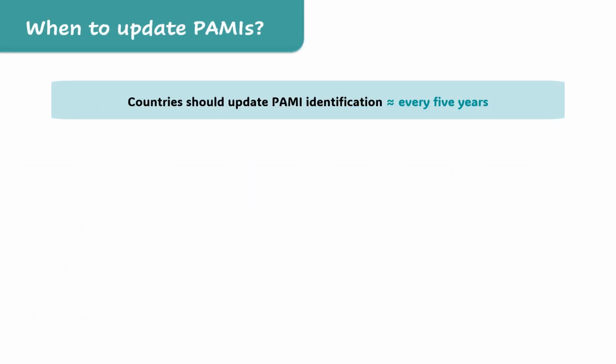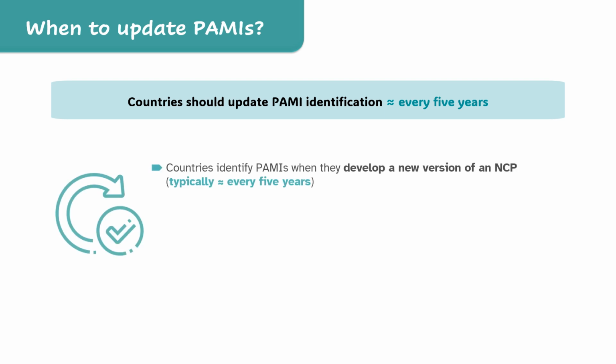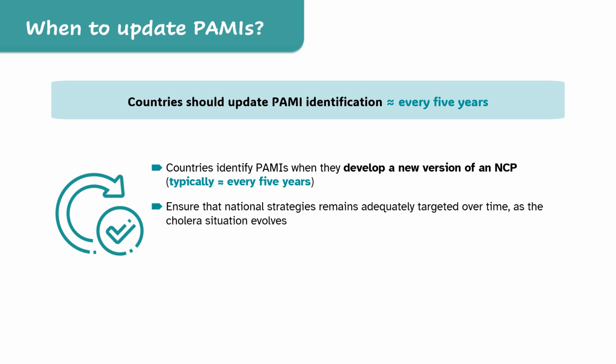Typically, PAMI identification should be updated every 5 years. An NCP usually has an implementation period of about 5 years. This means that an NCP should be updated roughly every 5 years. As countries update their NCP, they also update their PAMI identification. This ensures that strategies set in the updated NCP remain adequately targeted as the country cholera situation evolves.